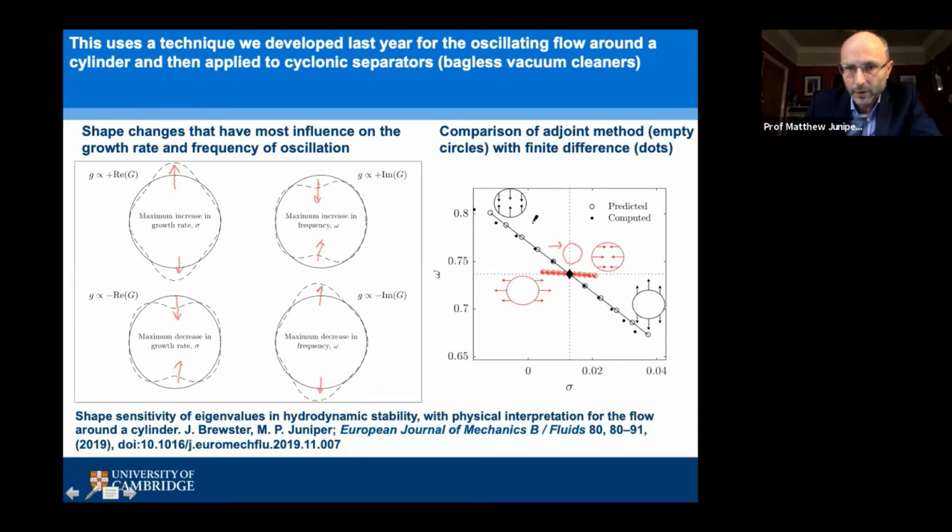So we did that for pinching the cylinder up and down, and also for pinching it left, right, which is the red lines. And the main point we see here is that the adjoint calculation on the left here, which is these open circles, completely aligns with the brute force calculation, which are the black dots and the red dots here. So it's a nice little test, and this is the technique we use in this case.